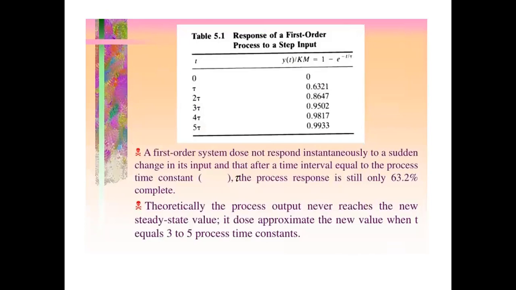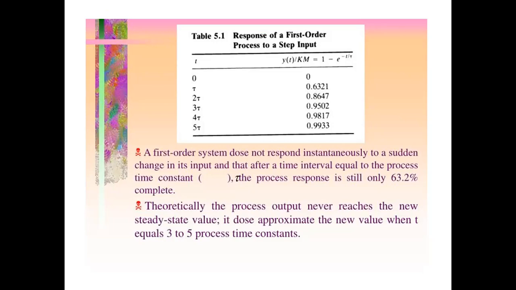When t is zero, similarly Y of t is equal to zero. When t is tau, the value is equivalent to 0.6321. When it is 2 tau, 0.8647. When it is 3 tau, the value is equivalent to 0.9502. When it is 4 tau, 0.9817, and 5 tau, 0.9933.